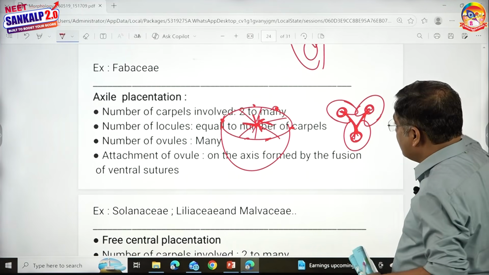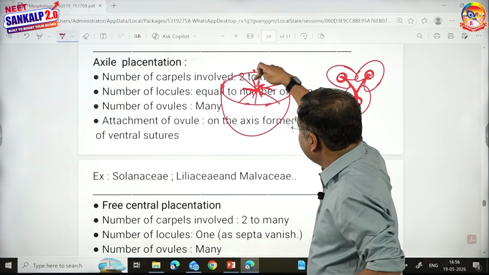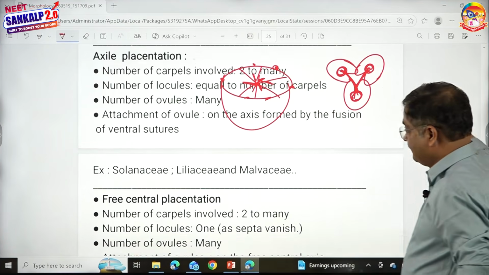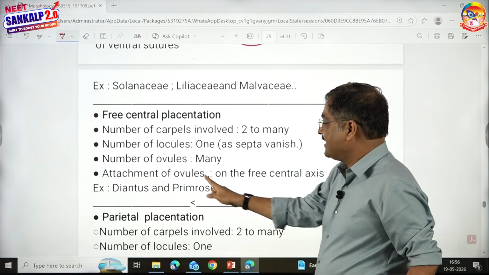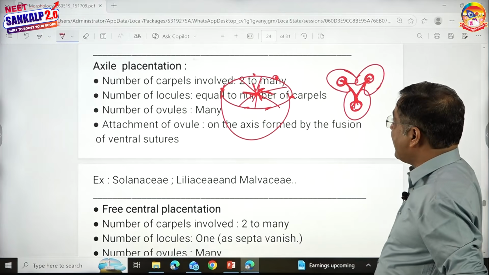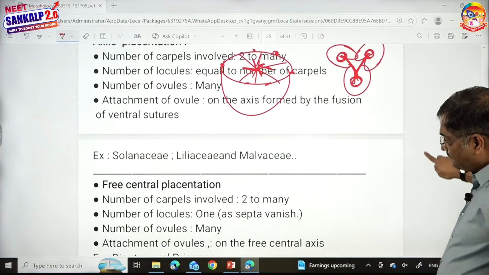Then what is free central? Free central is similar to axial, except that the septa will not be there. So only one chamber, one locule, free central placentation. The example for free central is dianthus and primrose. Example for axial is Solanaceae, Liliaceae, Malvaceae, citrus. Example for marginal is Poaceae.